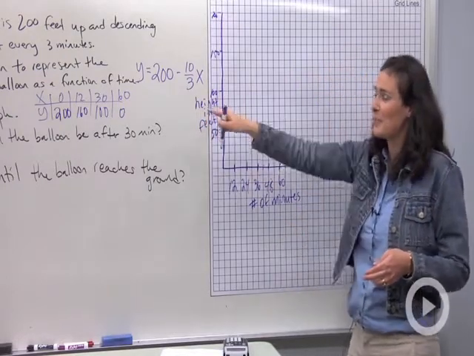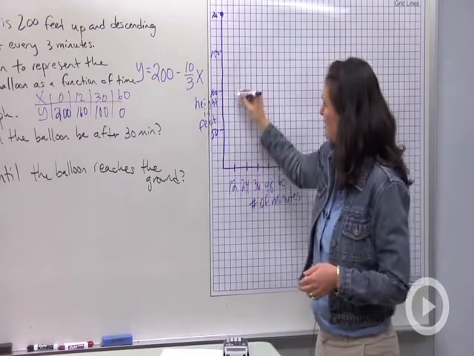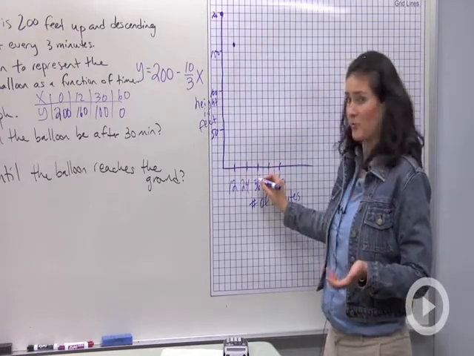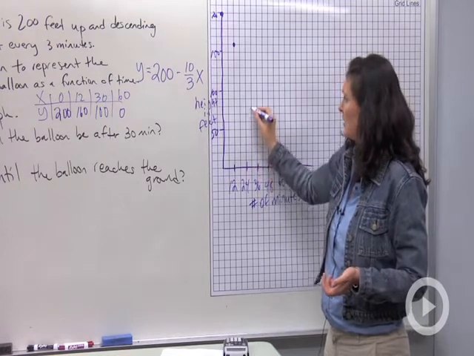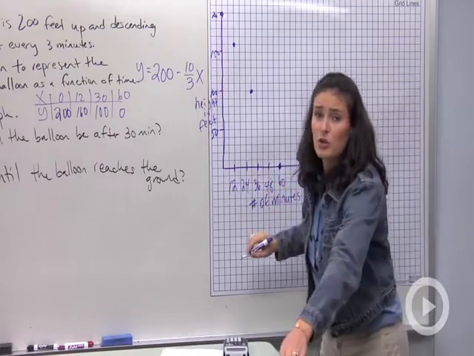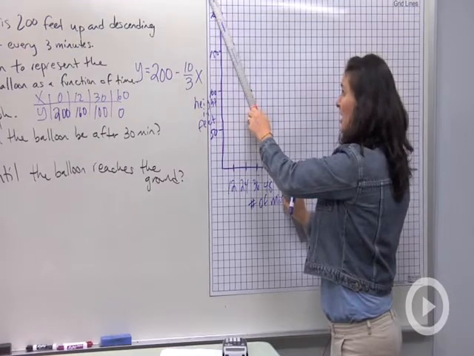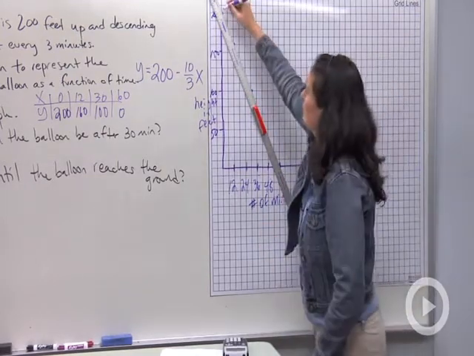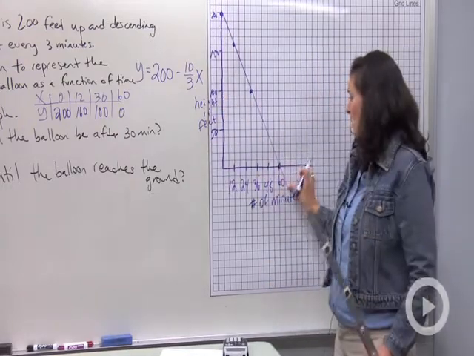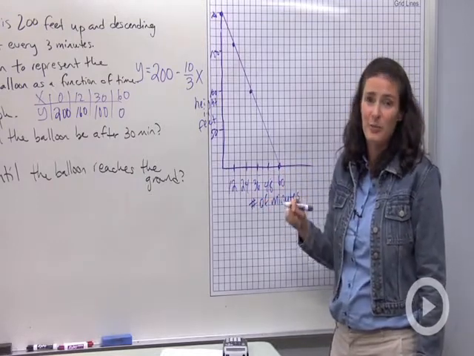Okay, next thing I'm going to do is get my dots on the grid. 0 to 100, 12, 160, 30, 100. 30 is not on here, so I'm going to have to remember that each box is 6. 30 goes to 100, and then 60 is 0. Use your ruler to connect them and make sure your line is ruler straight. Otherwise, you made an error either in your scaling or in your table. There we go. So that line represents 200 take away 10/3 X, and it also represents how high the balloon is. That was all part B.